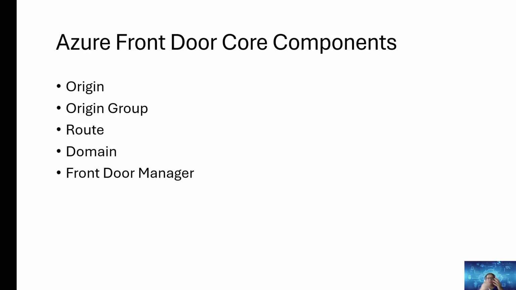To summarize, you have an origin, and the origin is your backend endpoint. Then you can have more than one origin and group them in an origin group. Then you create a route, and you map the route to the origin group. Then you create a domain, and you assign the domain to the route. All this is done from your Front Door Manager. Let's go to the Azure portal now and create the Azure Front Door resource.